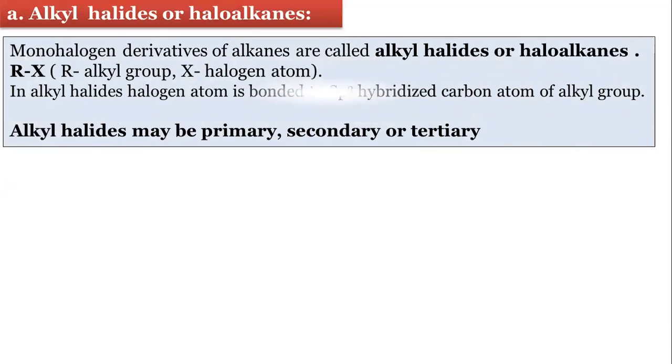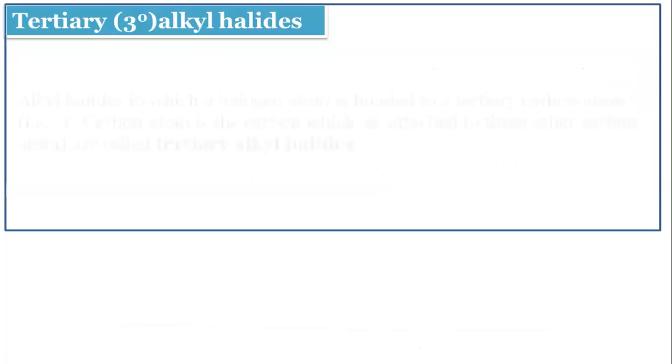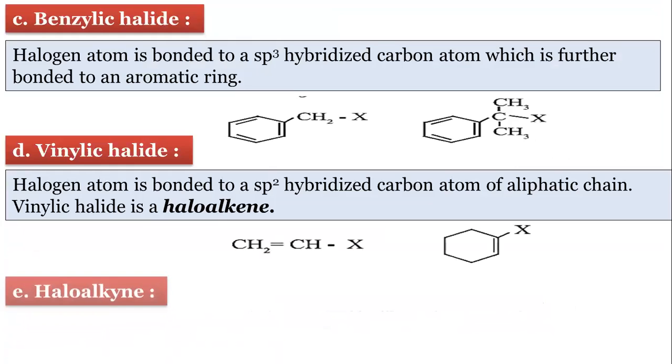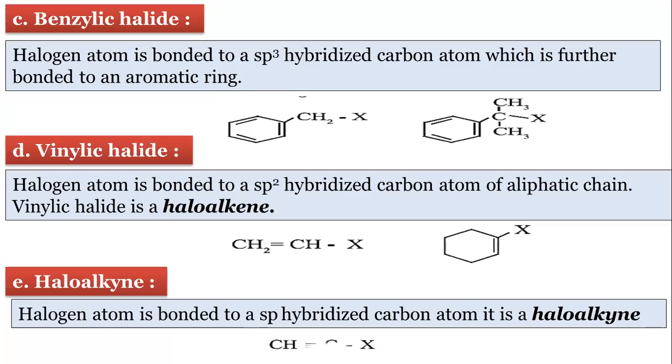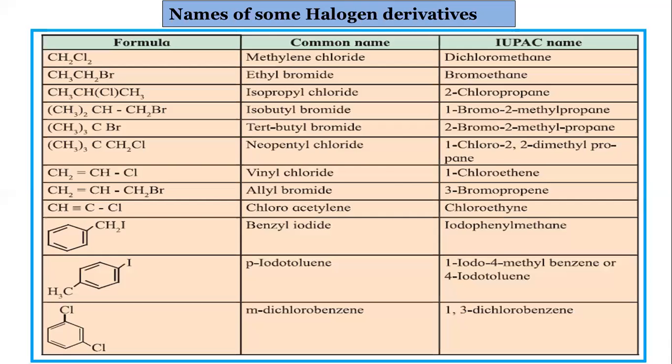Then the second part of the classification is also completed. That is, halogen attached to the sp3 hybridized carbon, sp2 hybridized carbon, and sp hybridized carbon. Primary alkyl halide, secondary alkyl halide, tertiary alkyl halide. All this part was completed yesterday. Please go through it. Notes are already sent to you. No question will be asked on this classification for the board examination.